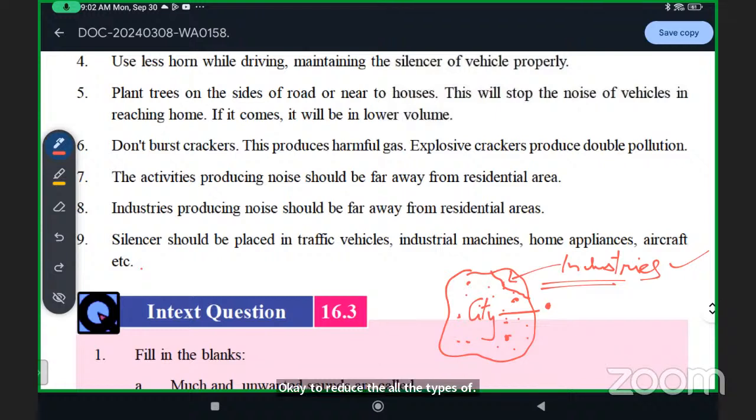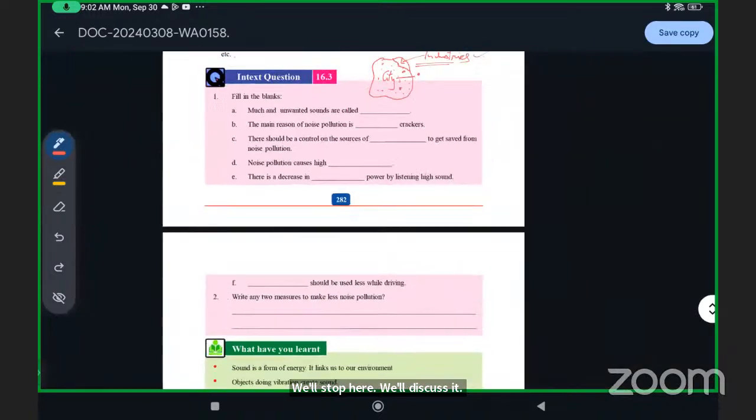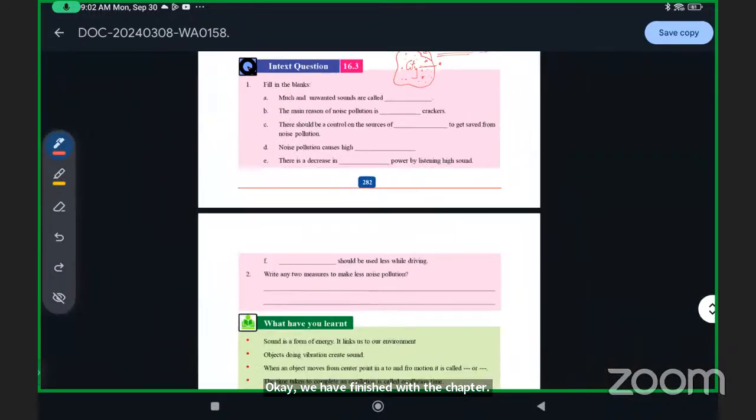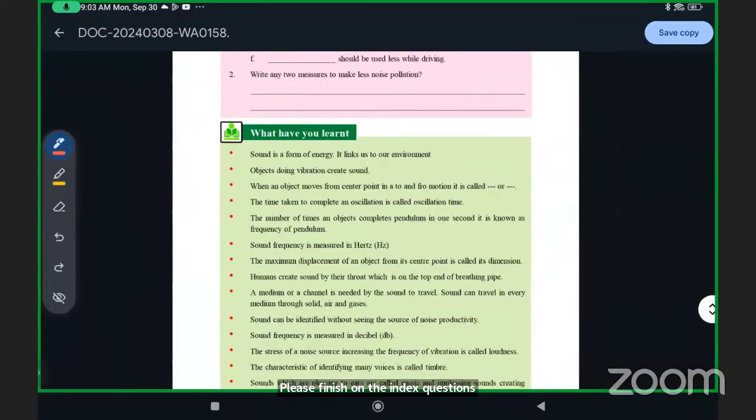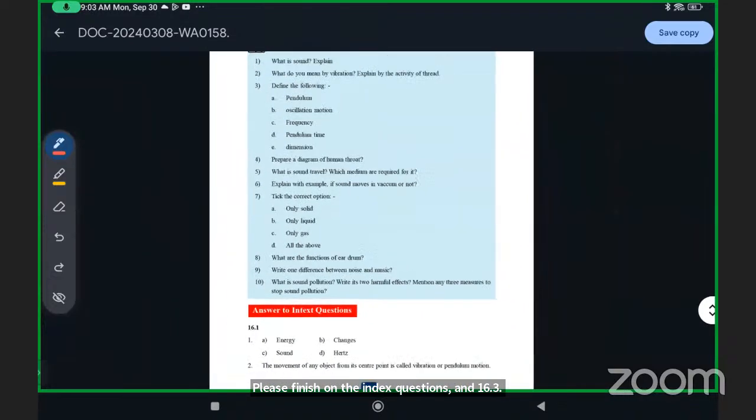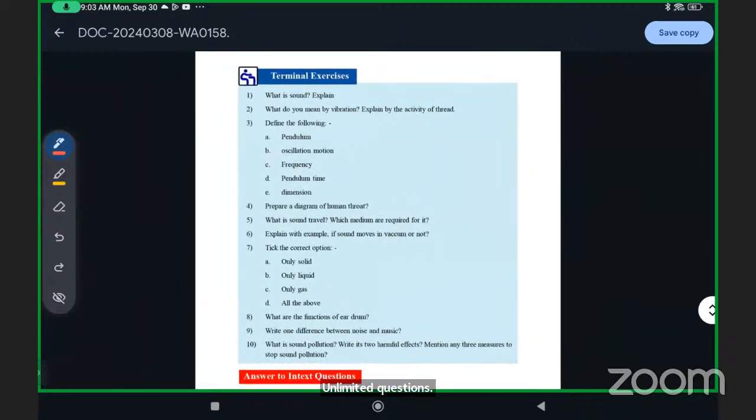Right. So we will stop here right now. We have finished with the chapter. Please finish the in-text questions in 16.2 and 16.3. And we will meet in the next class. In-text questions and terminal exercises are the homework. Yes, in-text questions 16.2 and 16.3. That is all your homework.